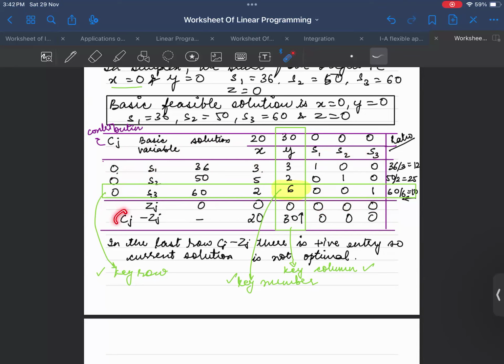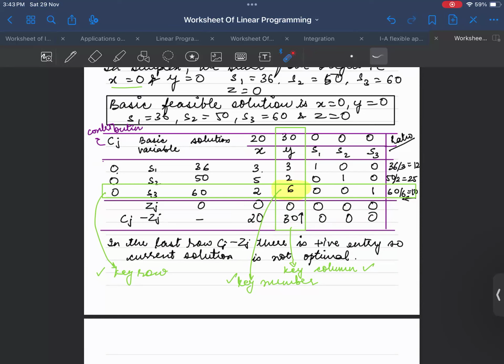Now, then we calculate the Cj minus Zj. Over here for x, Cj is 20 minus Z, 0 is 20. Over here, 30 minus 0 is 30. Then 0 minus 0 is 0, 0 minus 0 is 0, 0 minus 0 is 0. So in the last row, Cj minus Zj, all the entries are 0 or positive. It means our current solution is not the optimal.